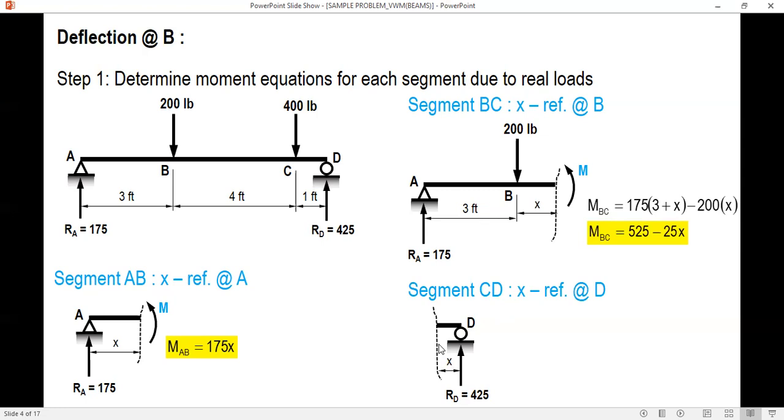And again, if you analyze the right side, the direction of M is clockwise. So equate again, counterclockwise moment equal to clockwise moment. So MCD equal to 425. This is for capital M.